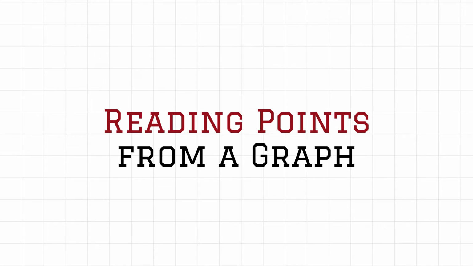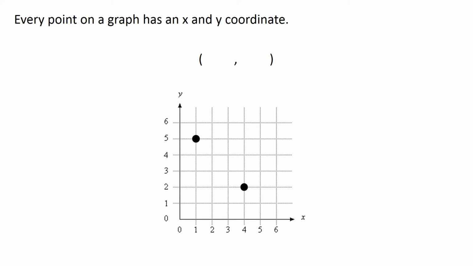Now that we're comfortable understanding the axes of a graph, we're ready to start reading particular points on a graph. Every point on a graph we can write as a pair of an x and y coordinate. So we'll write x, comma, y, and we usually find them in these round brackets here. So for this graph below, we could write the x-y pair for this first point here.